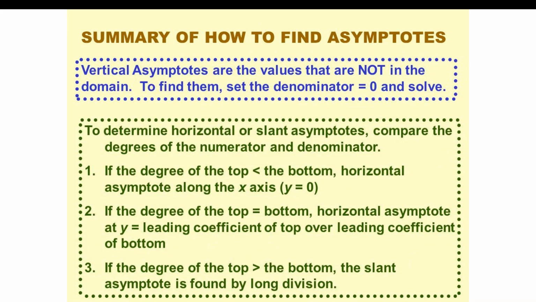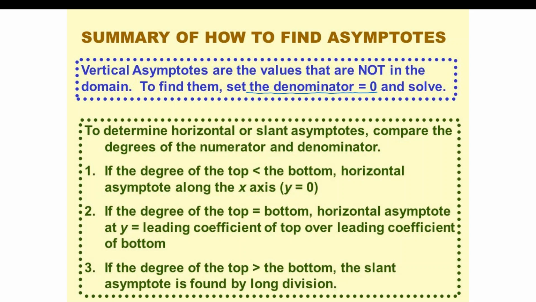All right, so here's a summary one more time. I know I'm telling it to you a lot, and I have another page too, but it's really important that you learn this, okay? Vertical asymptotes are the values that are not in the domain. To find them, set the denominator equal to 0 and solve. All right, so that's easy. The vertical asymptotes are easy. Horizontal is horrible as usual, so shouldn't surprise us.